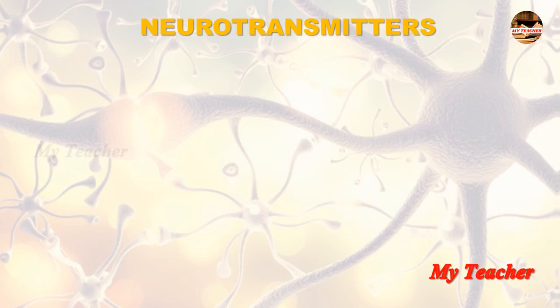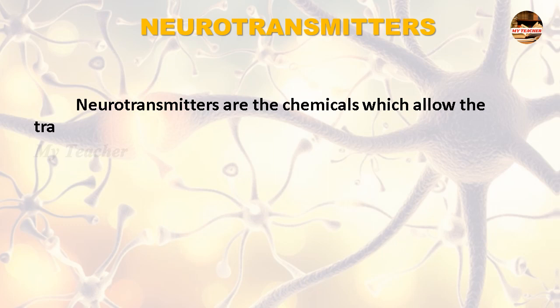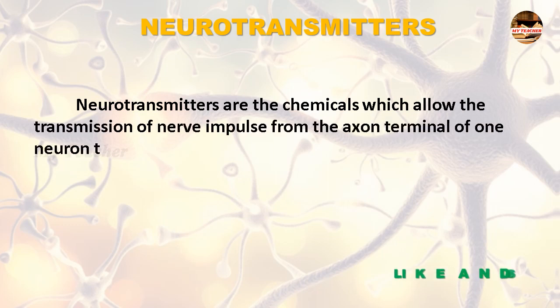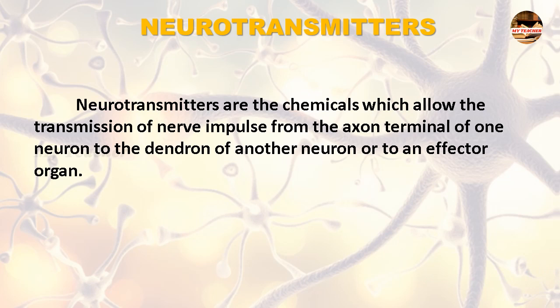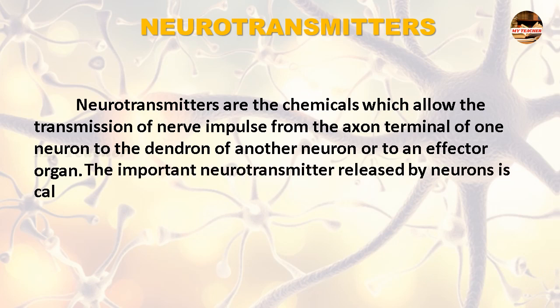Neurotransmitters. Neurotransmitters are the chemicals which allow the transmission of nerve impulse from the axon terminal of one neuron to the dendron of another neuron or to an effector organ. The important neurotransmitter released by neuron is called acetylcholine.